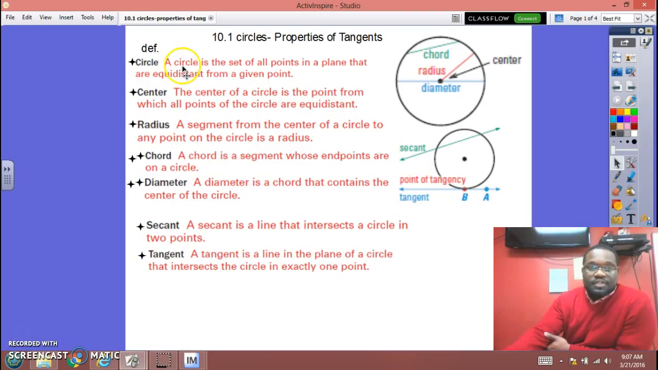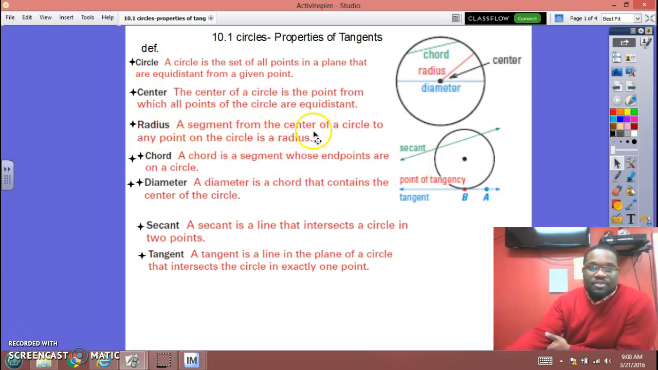Circle. A circle is a set of all points in a plane that are equidistant from a given point. In plain English, all the points that make this circle line right here are the same distance from the center of the circle. The center of a circle is a point from which all points of a circle are equidistant. Again, it's basically the reverse of the circle. The center means that from this point, every point here is the same distance.